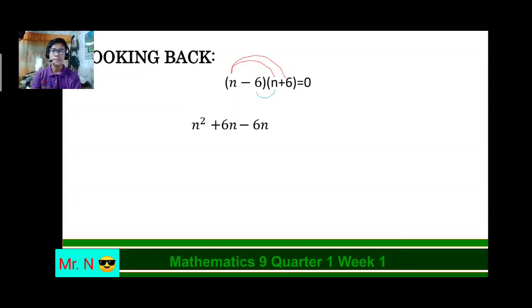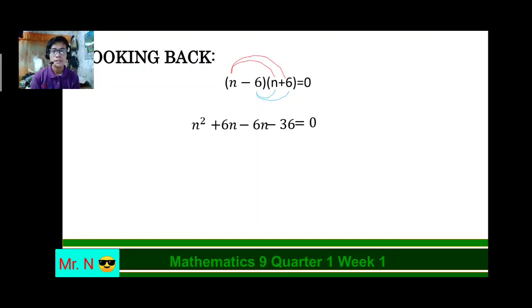Next, last but not the least, the last terms. The last terms are negative 6 and positive 6. By multiplying them, we have negative 36. Always remember, if you're multiplying unlike-signed integers, the result is always negative. So negative 6 times positive 6, the answer is negative 36, is equal to 0. And now let's simplify.